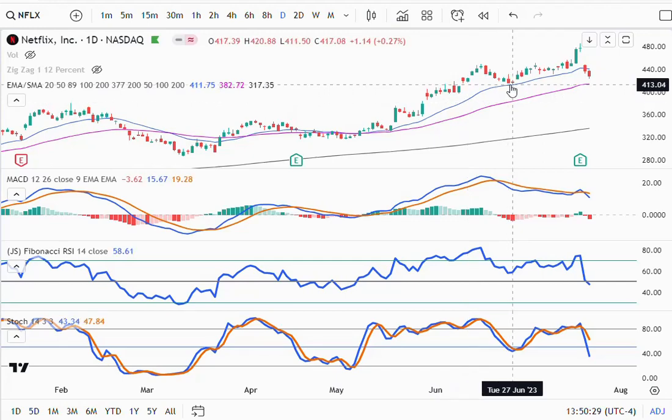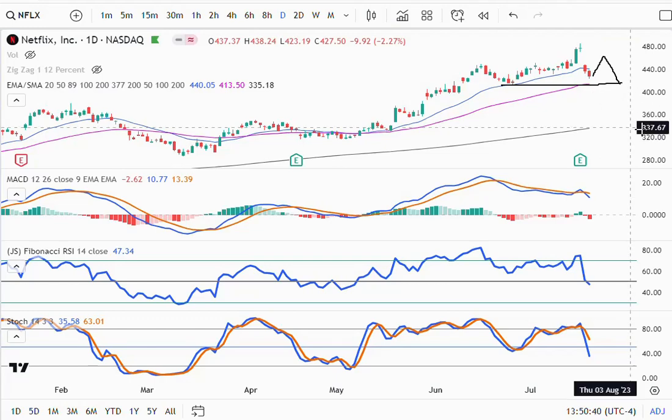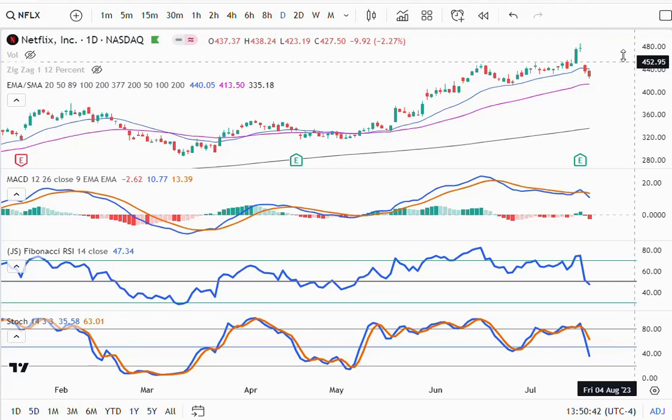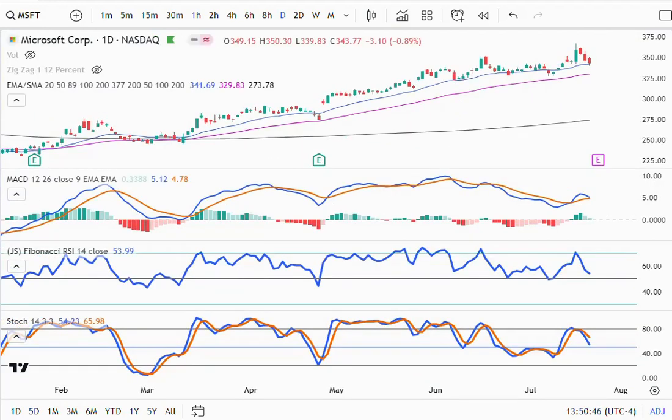But I would basically look to see whether or not, if there's any rally, it makes a lower high. If it does that, then I would basically focus on this level. So that's Netflix. Let's look at Microsoft on a daily basis.